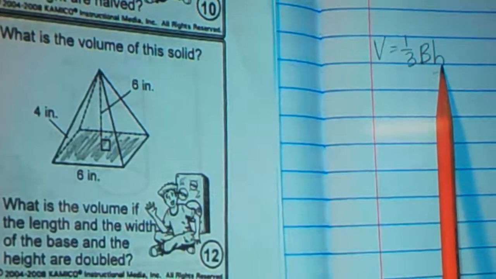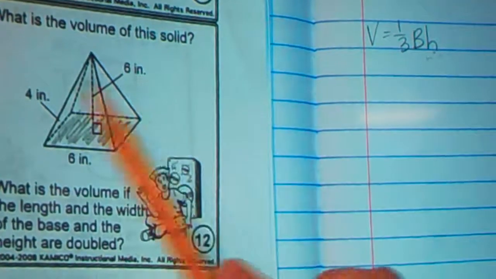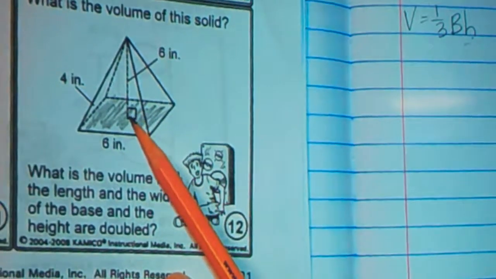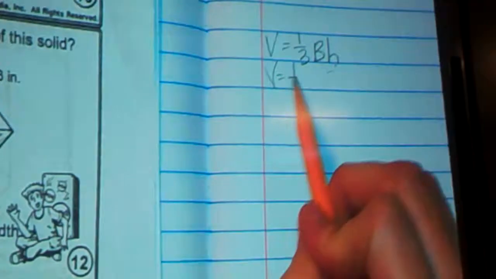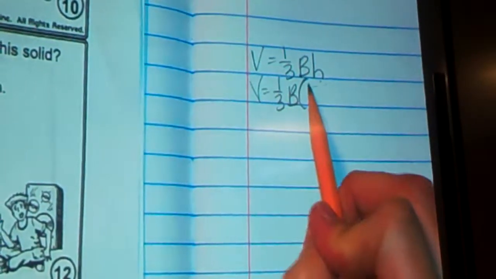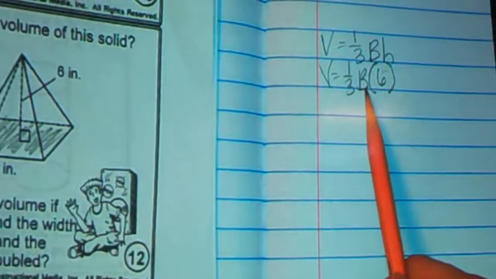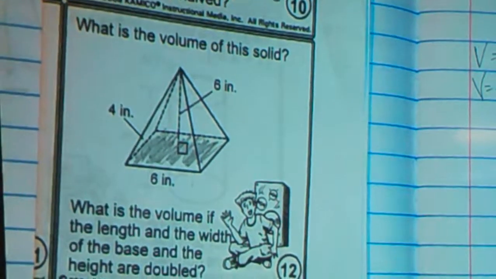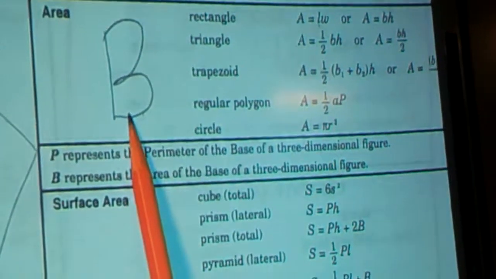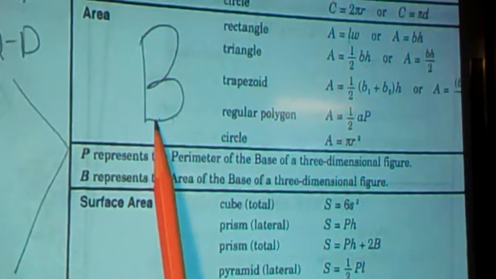So our height is going to be given to us somewhere in these 3 dimensions. In this case, it's going to be the 6 inches going from the base to the vertex. So we can go ahead and plug that in, so we don't have to worry about it later. Okay? And the final step is if there's a big B, then we have to go find the area of the base shape. And in this case, the base shape is a rectangle. So we go back to the area of our formula chart, and that's why we wrote the big B there, to remind us we're going to be coming back there at some point.